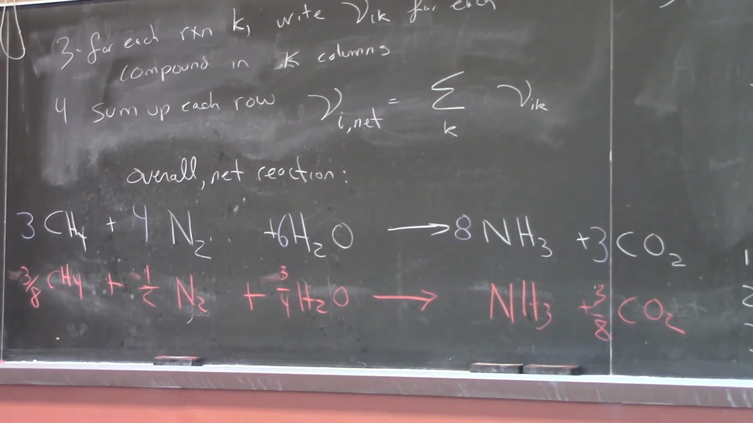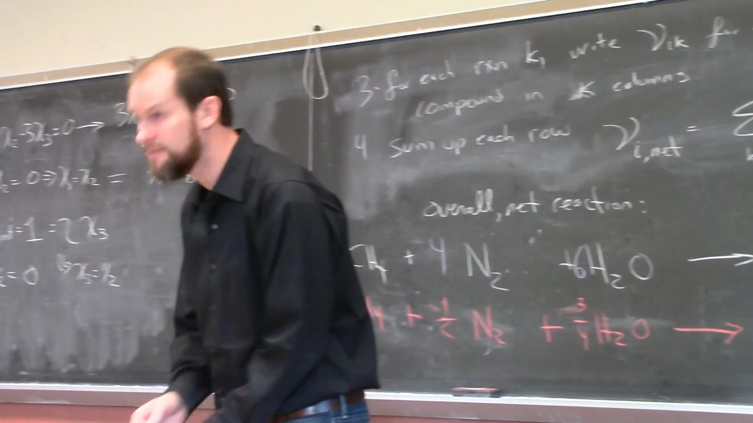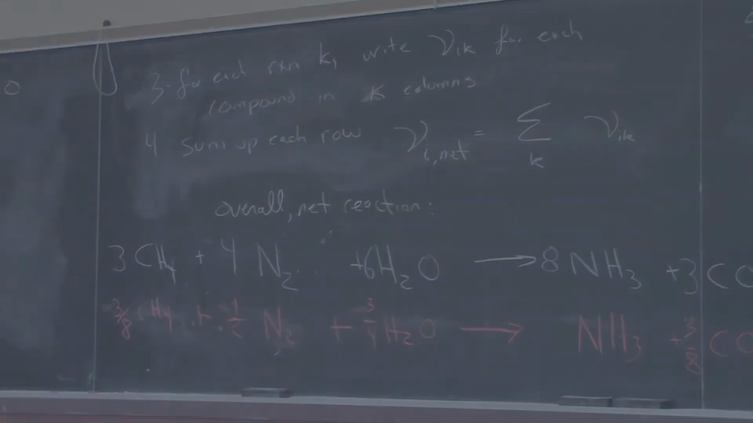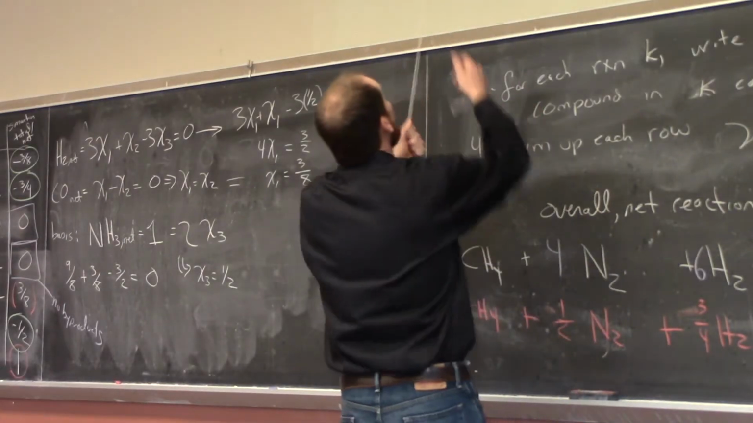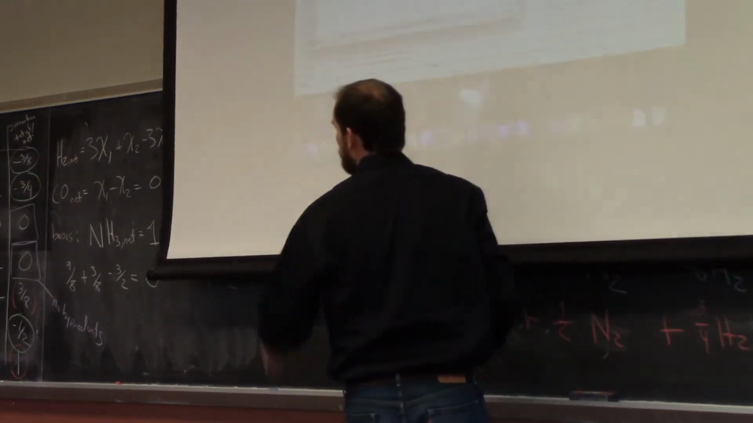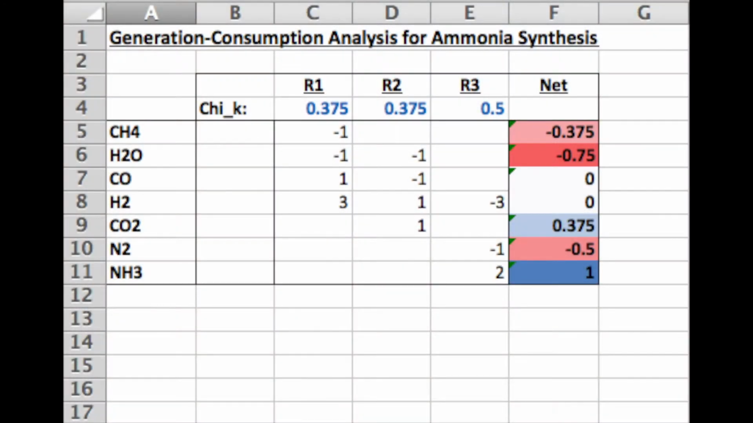Okay, any questions on the generation consumption analysis? I'll show you a couple more. You'll notice this is kind of tedious. Ammonia is okay, there are 3 reactions and about 6 species, but you really don't want to do this on your own, on paper. What you want to do is get a spreadsheet, put your 3 reactions on top, your compounds on the left, your chi-Ks across the top, and start filling in numbers. This is what it should look like at the end.